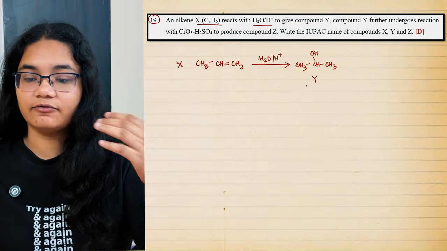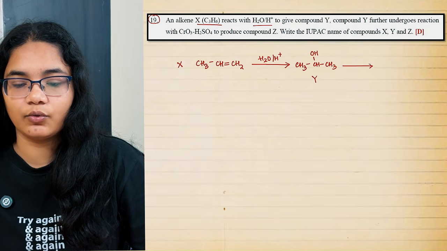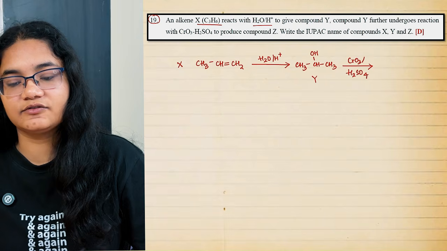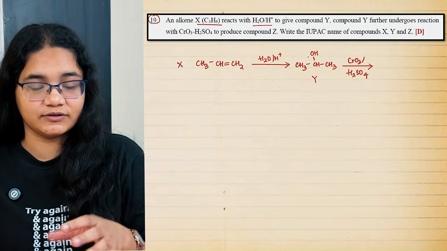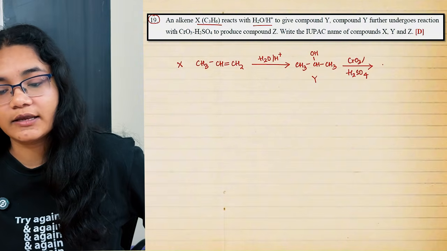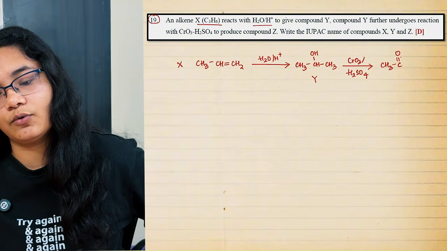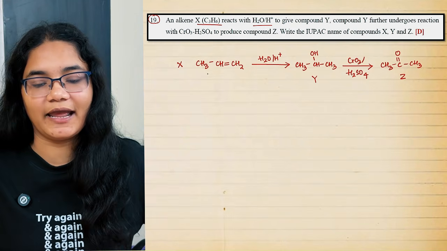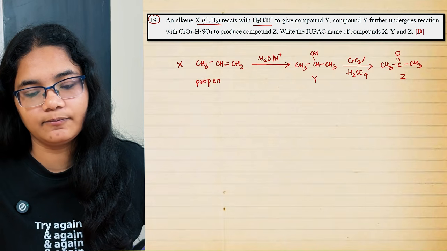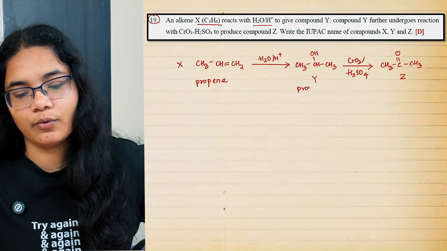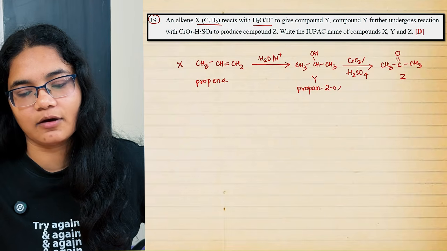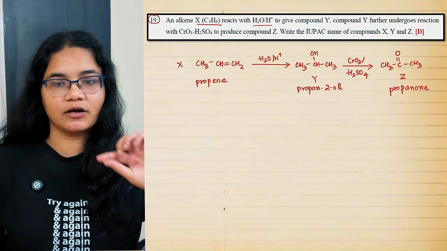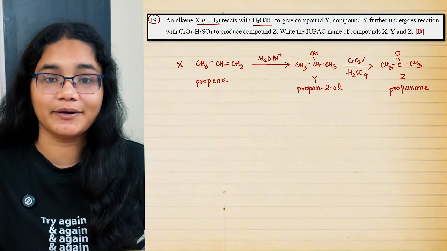Now the compound Y further undergoes reaction with CrO3 and H2SO4. This is the oxidation of a secondary alcohol. Secondary alcohols oxidize to give ketones. So that will be CH3COCH3, to produce compound Z. Write the IUPAC name of compounds X, Y and Z. X is nothing but propene, Y is propan-2-ol. This can easily be a 3-marker question, and this is propanone, and it can be mixed with a 2-marker question. 3 plus 2, you can easily get a 5-marker question from here.